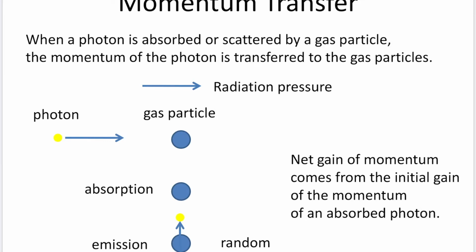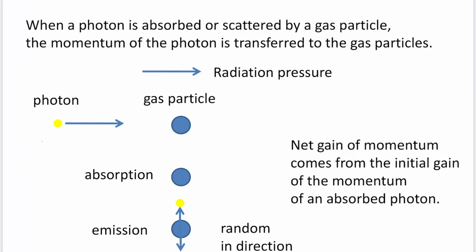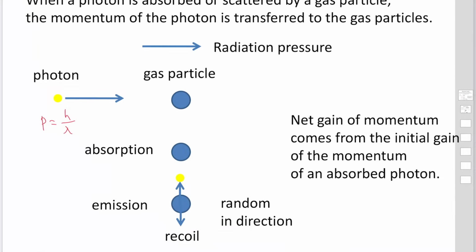When a photon is absorbed or scattered by the gas molecules, the photon has a momentum. P is h over lambda, where lambda is the wavelength of light. When the gas molecule absorbs the photon, the energy state of the gas molecule increases. When the higher energy state of the gas molecule drops to the lower energy state, the gas particle emits a photon.